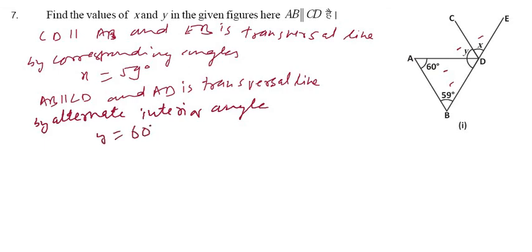And suppose this angle is z. We want to find x and y only, so the answer is sufficient. x is here, y is here, and x is here. So it is the answer. We don't need to find the z.